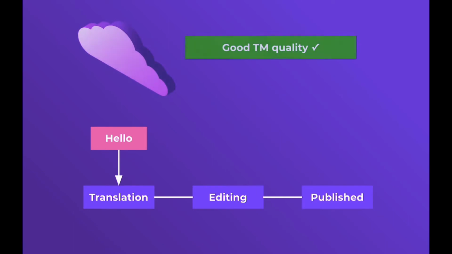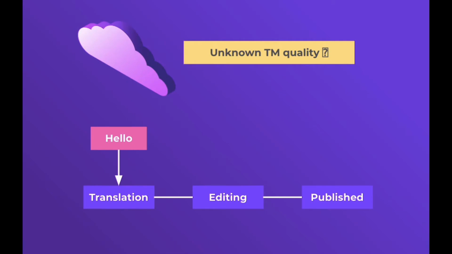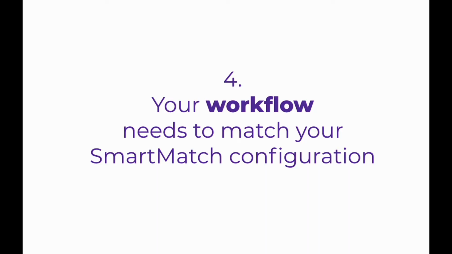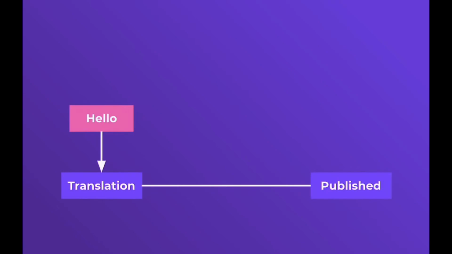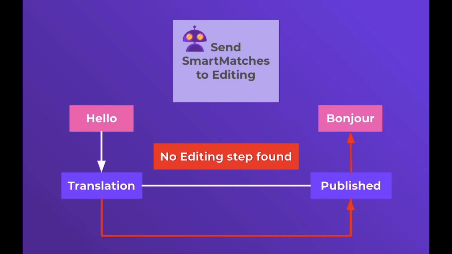For this reason, SmartMatches should only be sent directly to the published step if you can fully trust the quality of your translation memory. If you are not sure about the quality of the translation stored in your translation memory, we would recommend sending your SmartMatches to an editing or review step instead, so a human proofreader can run a final check on them. Please just bear in mind that if you want to send SmartMatches to an editing step or to a review step, you need to have this exact type of step set up in your workflow. If SmartMatch does not find a corresponding step in your workflow, it will automatically publish any matches.